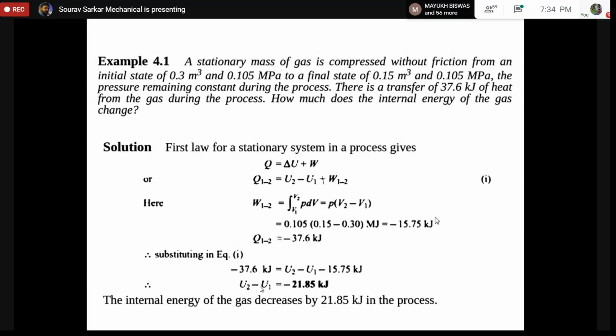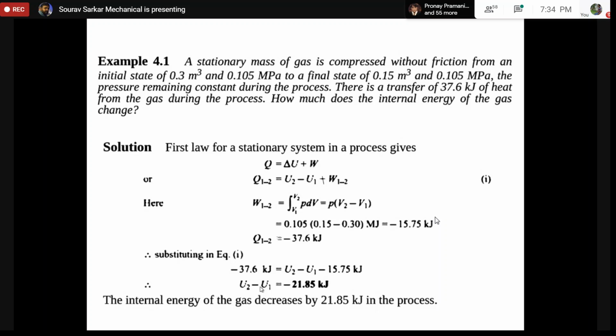How much does the internal energy of the gas change? Basically, if I make it simple, you have one gas. This is the initial state, and there is the final state. In the initial state, they have mentioned the temperature, the volume and the pressure, and in the final state, they have mentioned the volume and the pressure. So you know the initial and the final state.